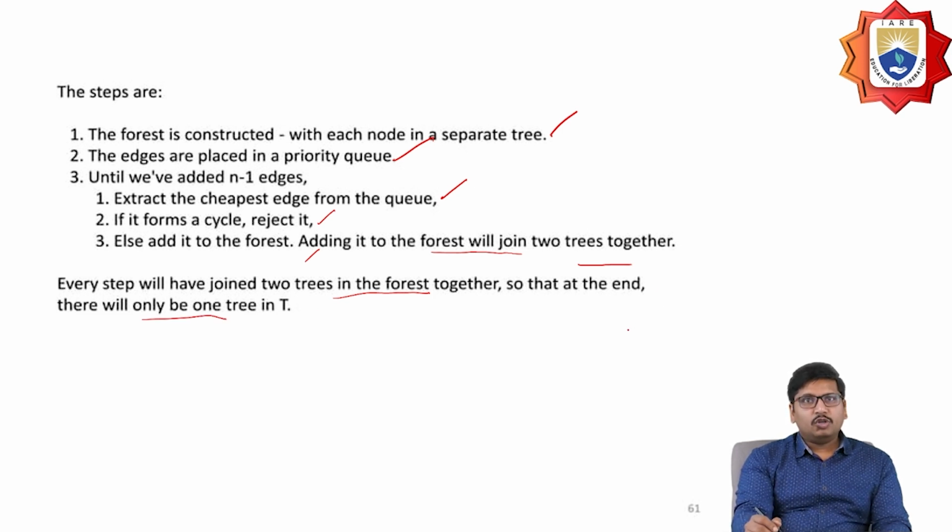So the forest is constructed with each node in a separate tree, and the edges are placed in a priority queue. Then we continue until we have n minus 1 edges, in such a way that we extract the cheapest edge from the queue, and if it forms a cycle then we reject it, otherwise we add it to the forest. Adding it to the forest will join the two trees together. So at every step we join two trees in the forest together, so that at the end there will be only one tree.